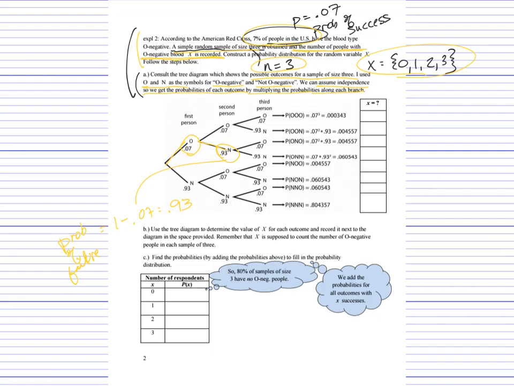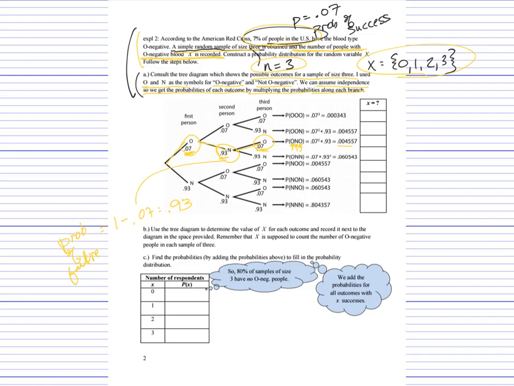Okay, and then let's say the third person happens to be O negative with a probability of 0.07. Again, that would be the outcome O, N, O, meaning the first person was O negative, the second person was not, the third person was O negative. How do I find that probability? I multiply those probabilities together. So I got 0.07 times 0.93 times 0.07, which turns out to be 0.004557. Okay? So that is our tree diagram.